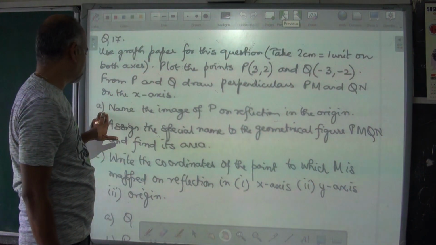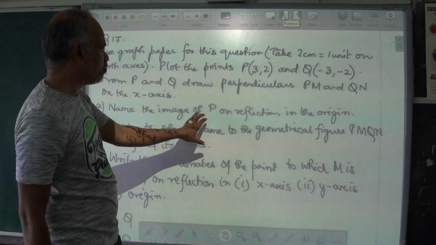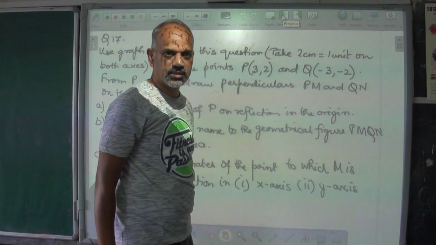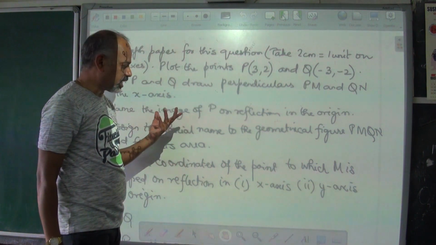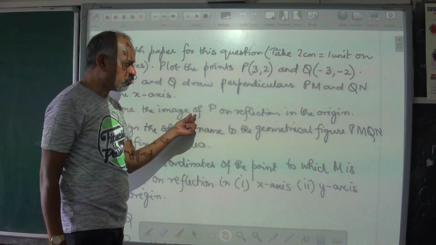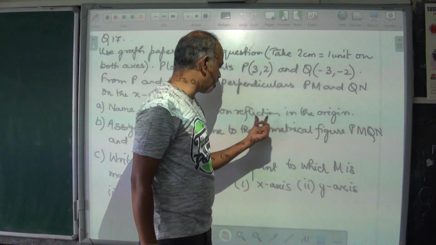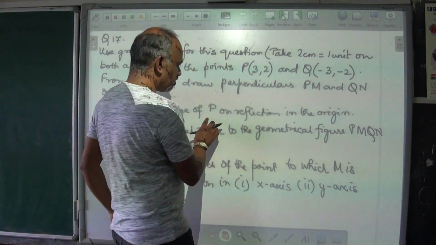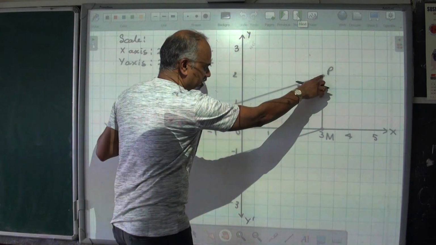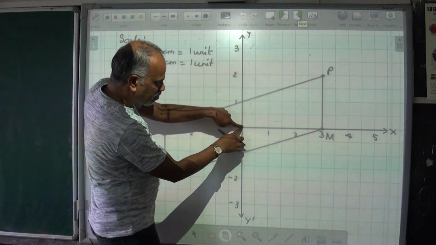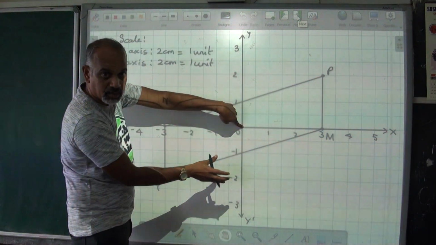The first question is, name the image of P on reflection in the origin. You have to name the image, no need to write any coordinates. P is reflected in the origin, which is the point that you get? This is the origin. P is reflected here. You should get the image this side.